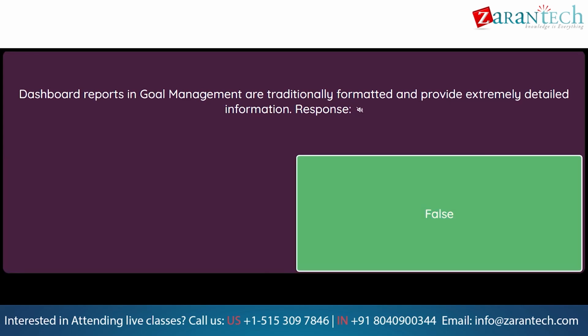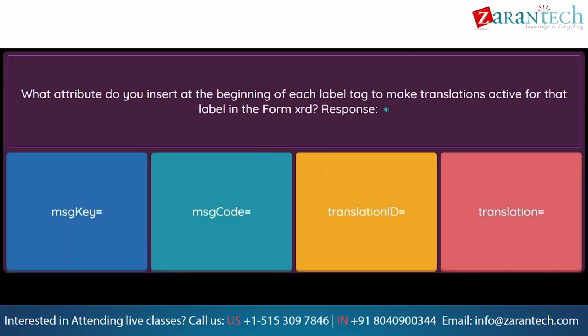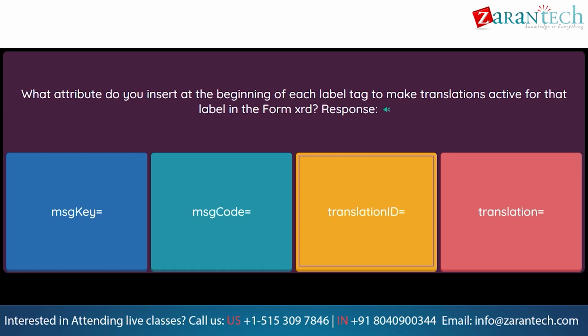Question: What attribute do you insert at the beginning of each label tag to make translations active for that label in the form XML? Response: Option 1, message key equals. Option 2, message code equals. Option 3, translation ID equals. Option 4, translation equals.